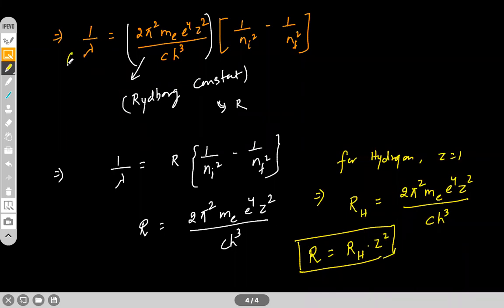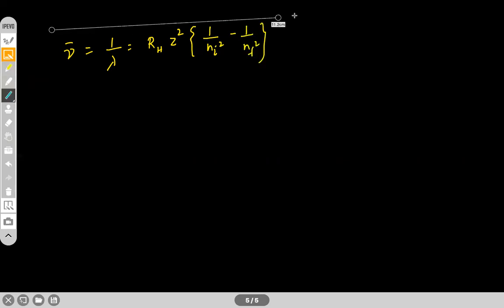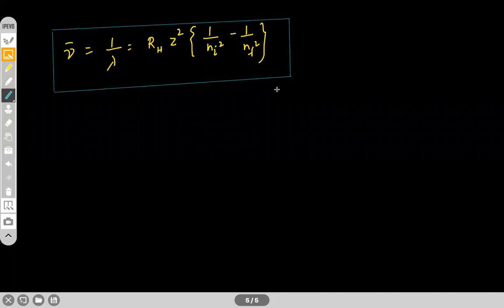Okay, 1 by lambda, if you remember, this is the wave number, nu bar. So the final expression, the wave number nu bar is equals to 1 by lambda is equals to RH Z square into 1 by Ni square minus 1 by Nf square. Shell number is there, N terms written over there. So for the hydrogen atom, Rydberg constant is RH. For any other atom, it is RH times Z square.